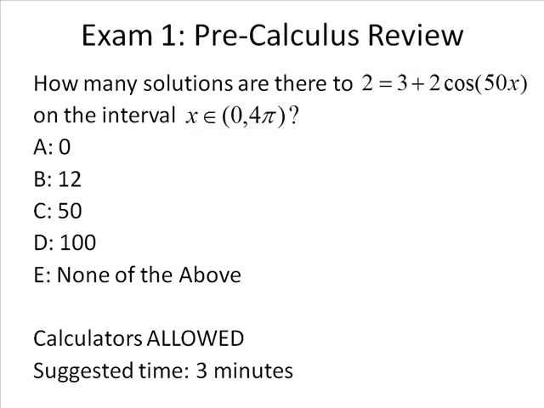How many solutions are there to the following equation? 2 equals 3 plus 2 cosine of 50x, where x is in the interval between 0 and 4 pi. Your options are: 0, 12, 50, 100, or none of the above. Calculators were allowed on this question, and I hoped that students would be done with this question in about 3 minutes.